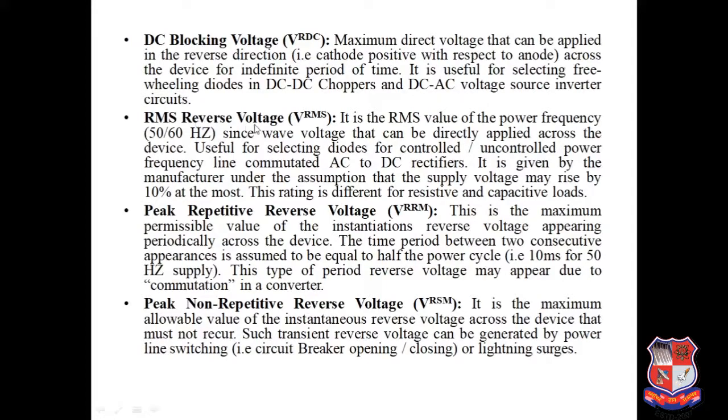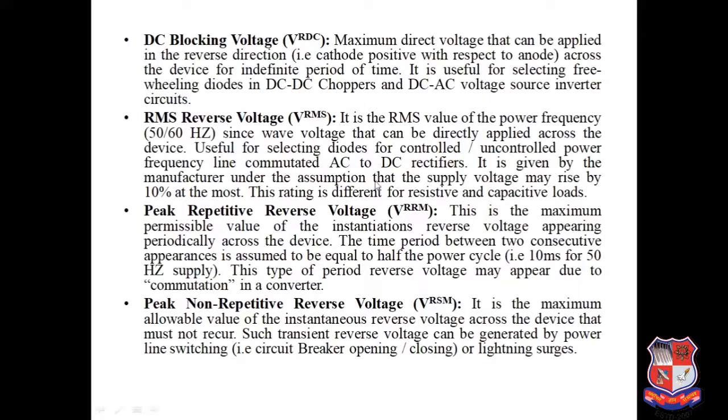Now the second is the RMS reverse voltage. It is the RMS value of the power frequency, which may be 50 or 60 Hz, sine wave voltage that can be directly applied across the device. It is useful for selecting a diode for controlled and uncontrolled power line commutated AC to DC rectifiers.